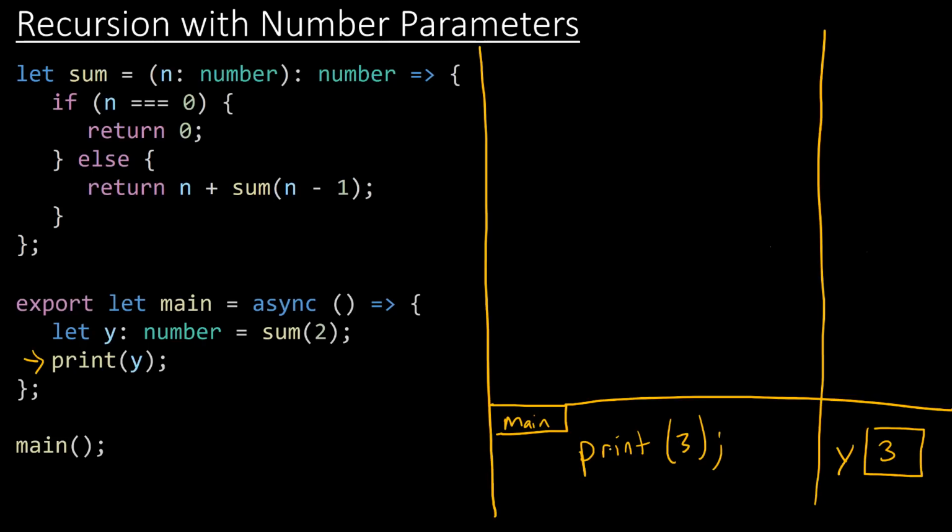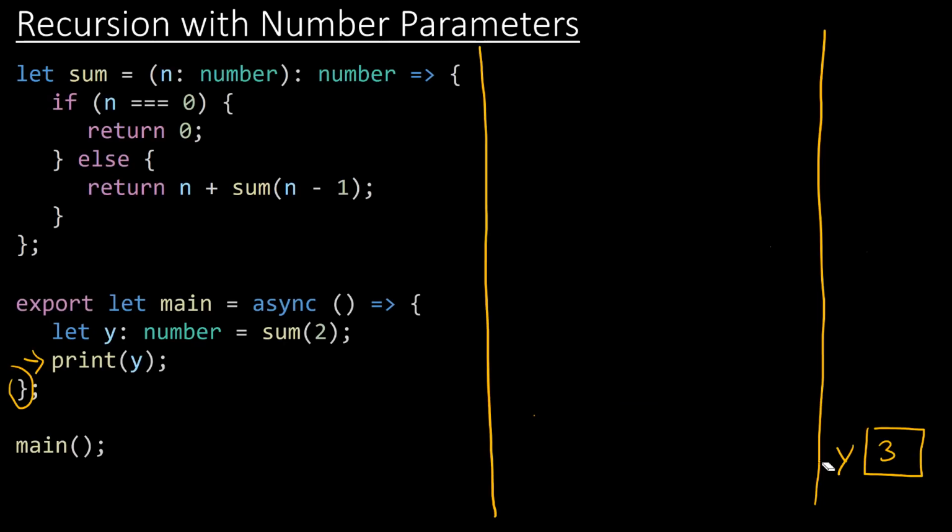Once that print function call is completed, main has reached its endpoint, and our program is actually done. We've terminated because there's nothing left for us to do. And so this is how you would trace through a recursive function that uses a number parameter.